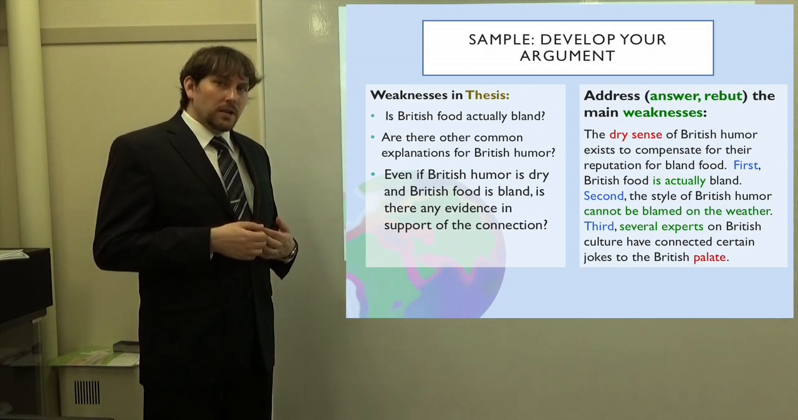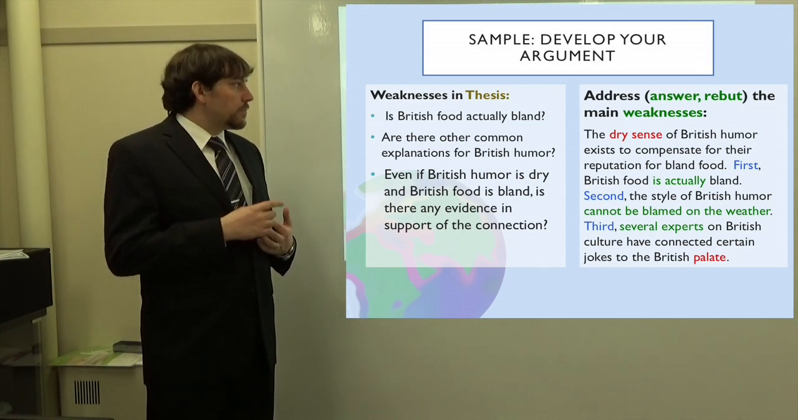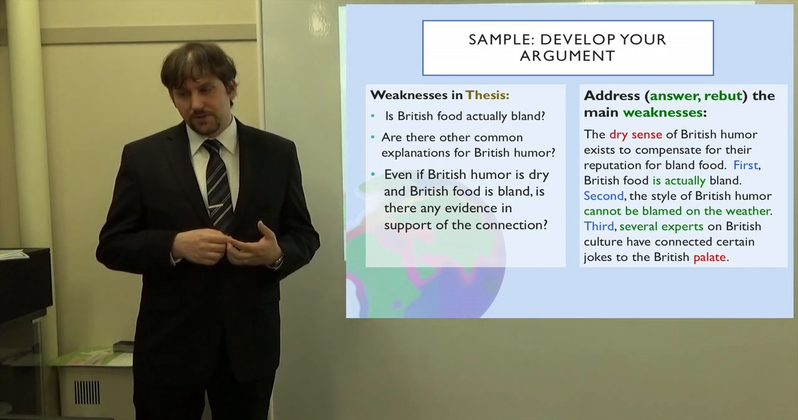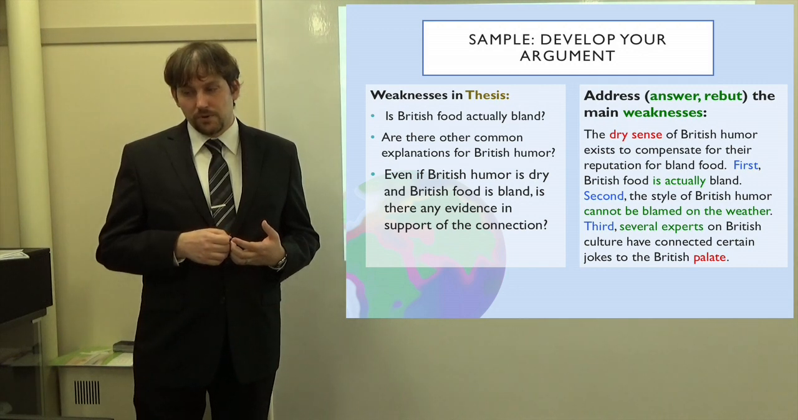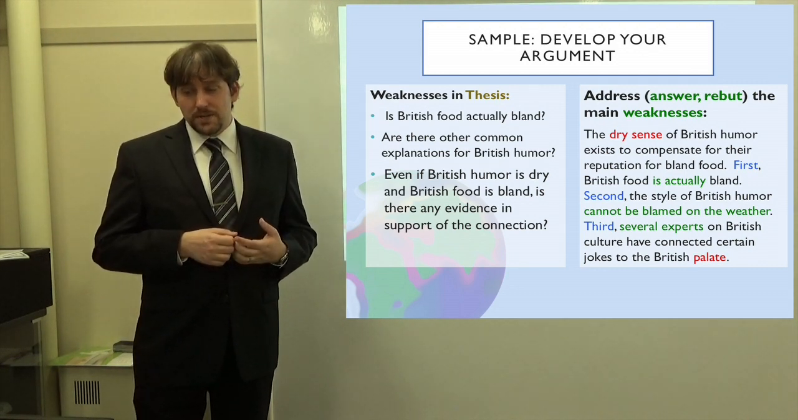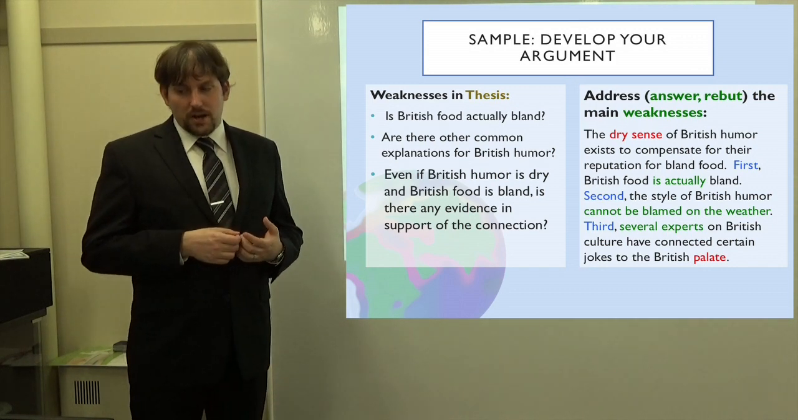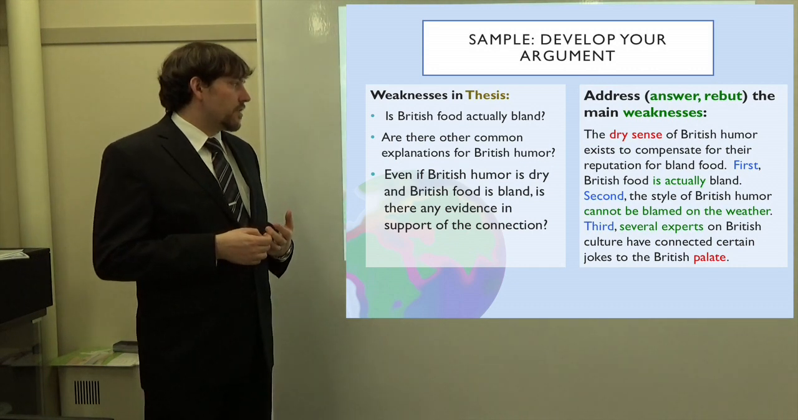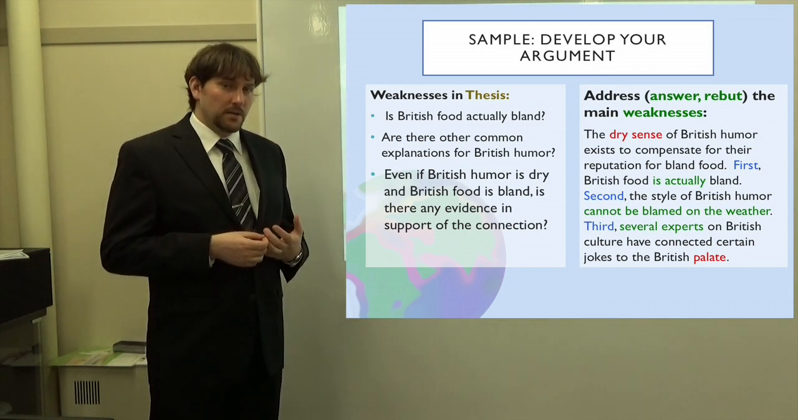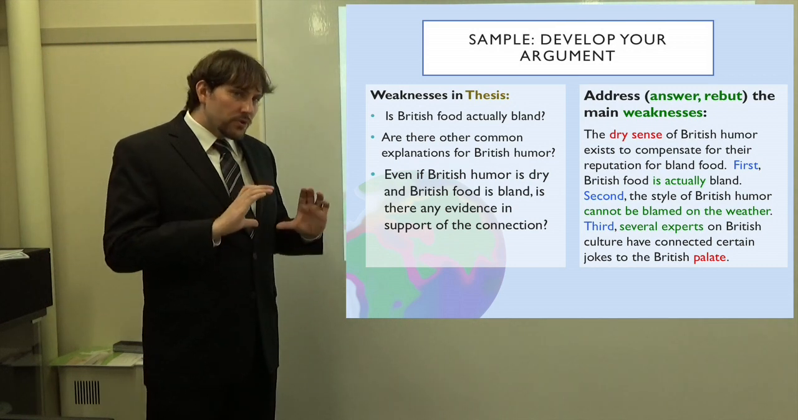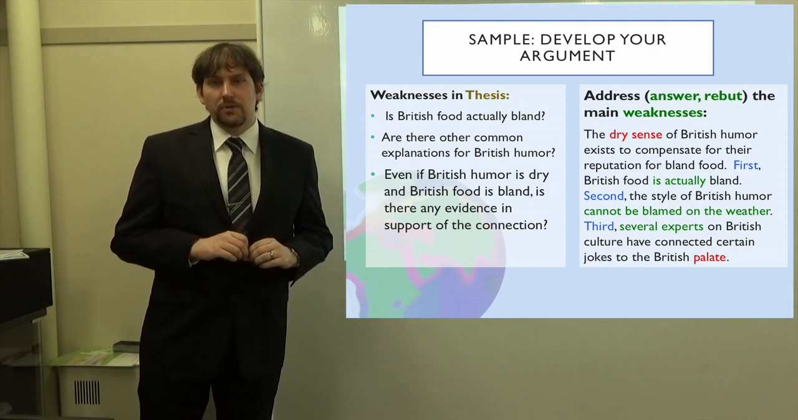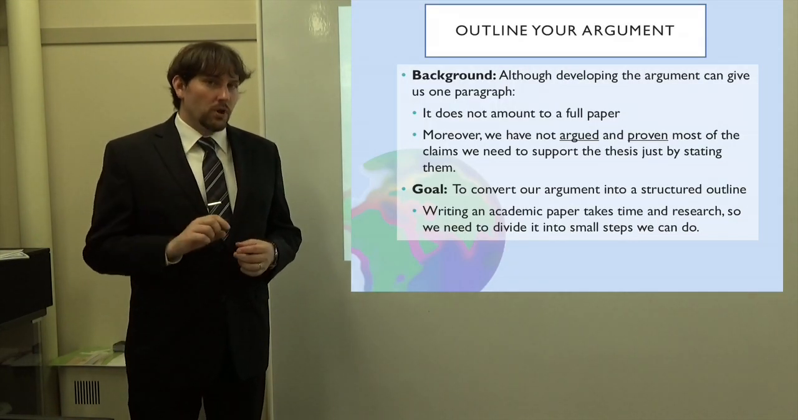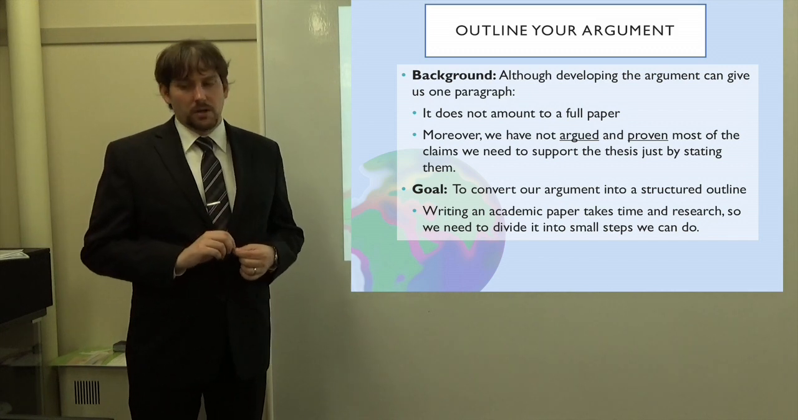So if we wanted to do this short 5-sentence version, we'd end up with something like what we have on the right. The dry sense of British humor exists to compensate for the reputation for bland food. First, British food is actually bland. Second, the style of British humor cannot be blamed on the weather. Third, several experts on British culture have connected certain jokes to the British palate. So this is the short version of the argument we would need in order to defend our main claim. Although developing the argument can give us one paragraph, that is not a full paper.